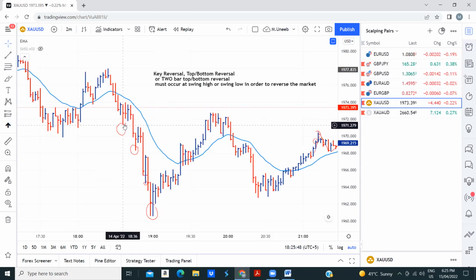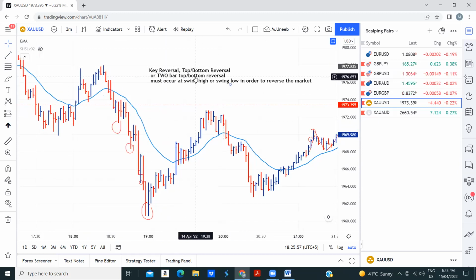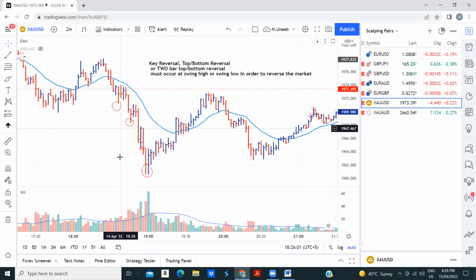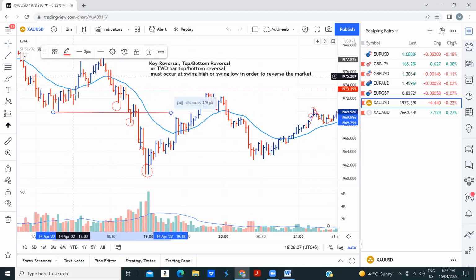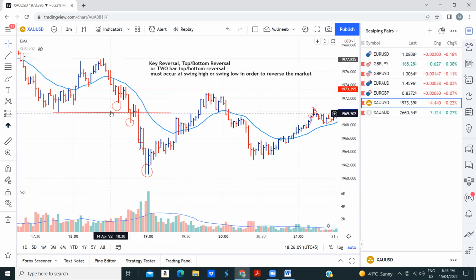Now of course, this is only the first criterion. We have other criteria as well. For example, we have to check the volume at the swing point. We also need to check the background and the context, the support and resistance line. Only then will we make our sell and buy decision. But this is one of the criteria.